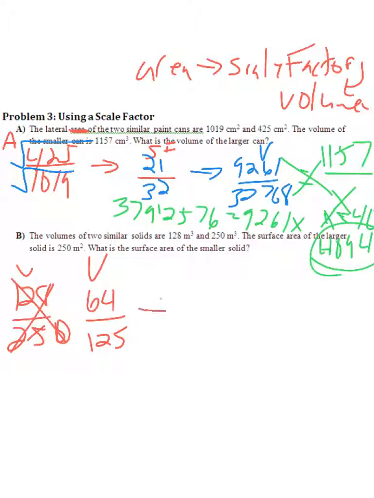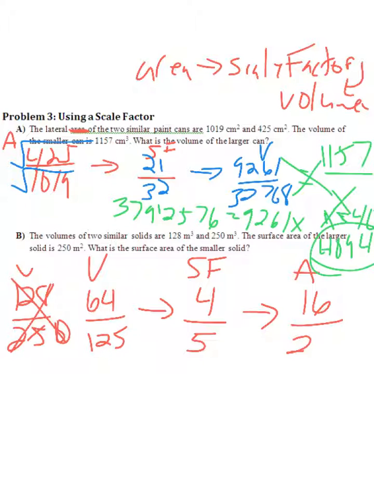And what I'm going to do is work my way back to scale factor. Now, to go from volume to scale factor, we're going to do a cube root. So the cube root of 64 is 4. The cube root of 125 is 5. So my scale factor is 4/5. From there, I go to my area ratio, which means I need to square my scale factor ratio. So 4 squared is 16. 5 squared is 25. My area ratio is 16 over 25.